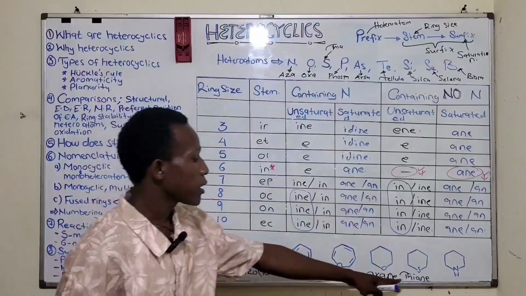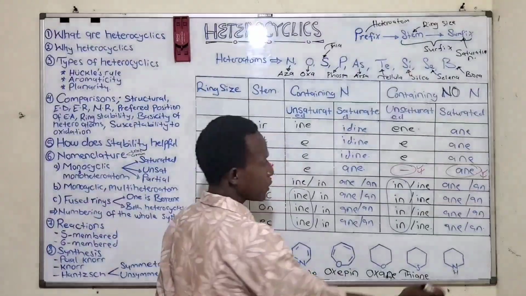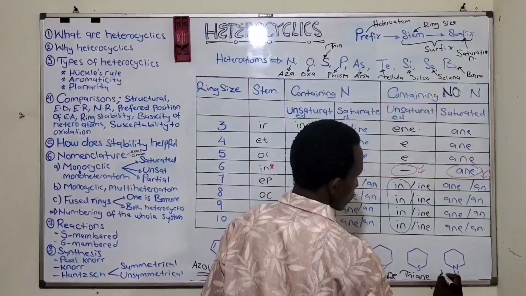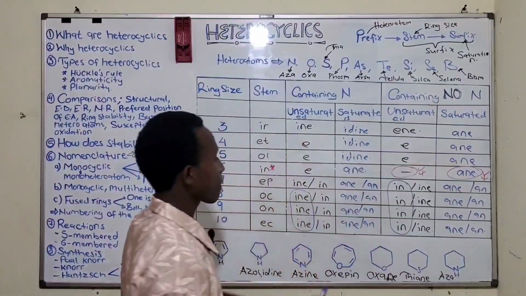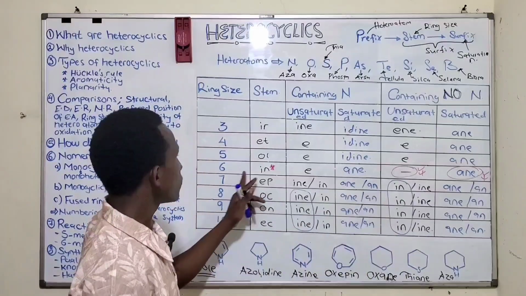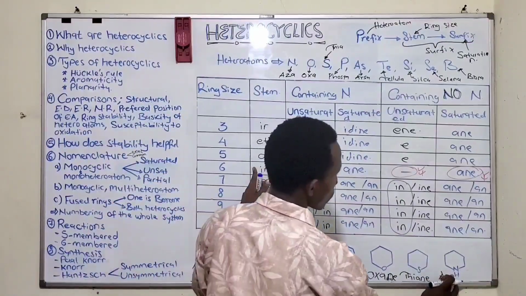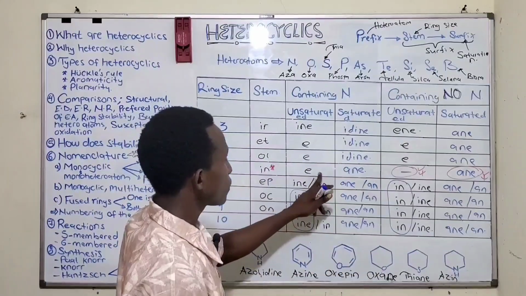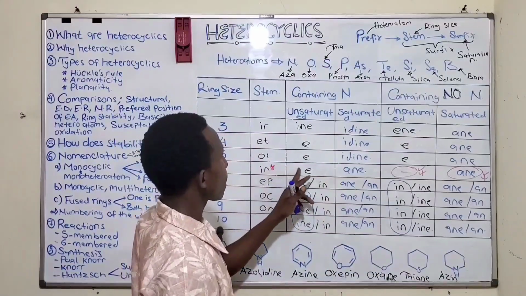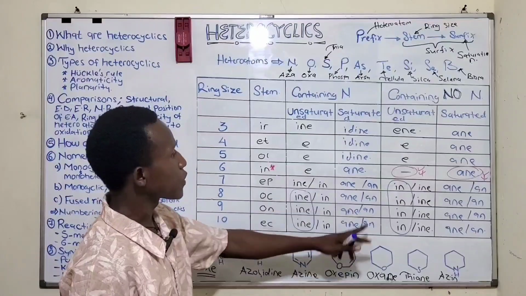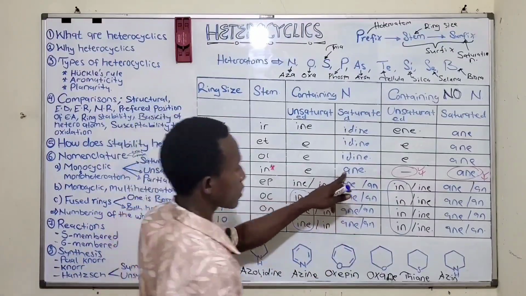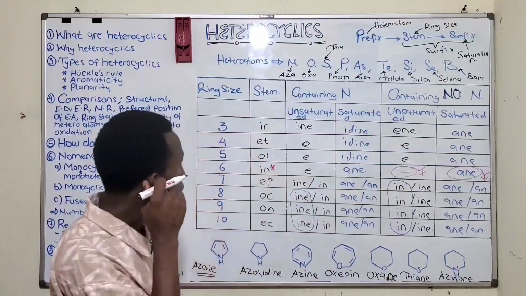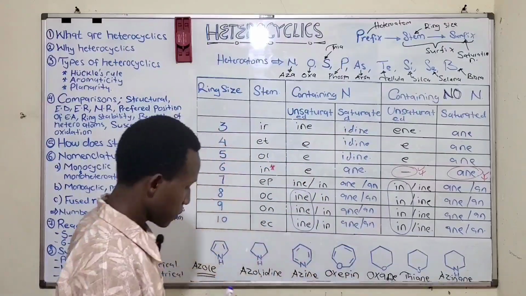Thiane. Then this one, it is thia, then it is 6-membered. So remove A, put IN, and since it is 6-membered, and it is saturated, we shall add this. So it is thiane. It is thiane.